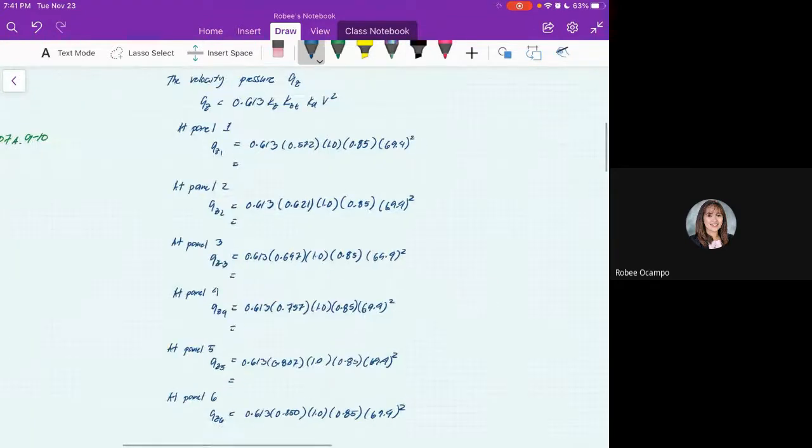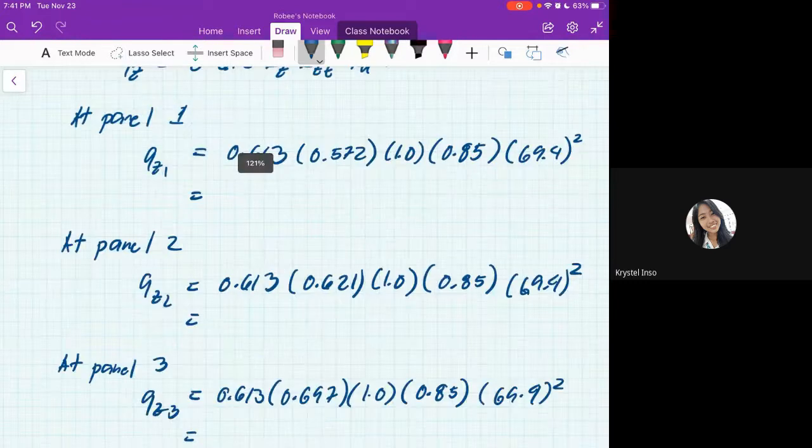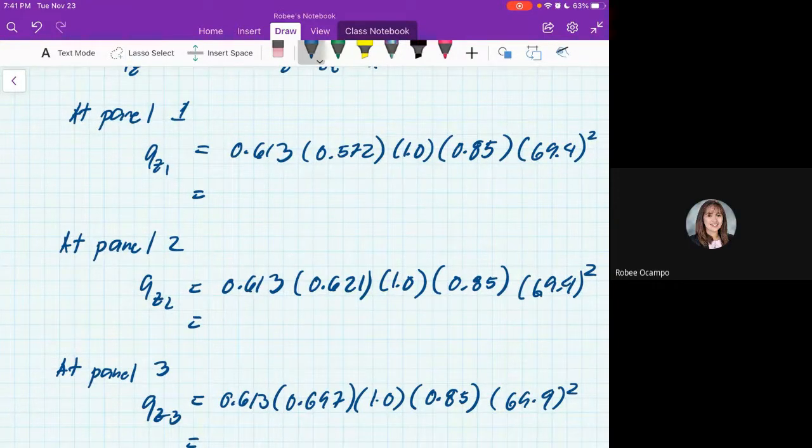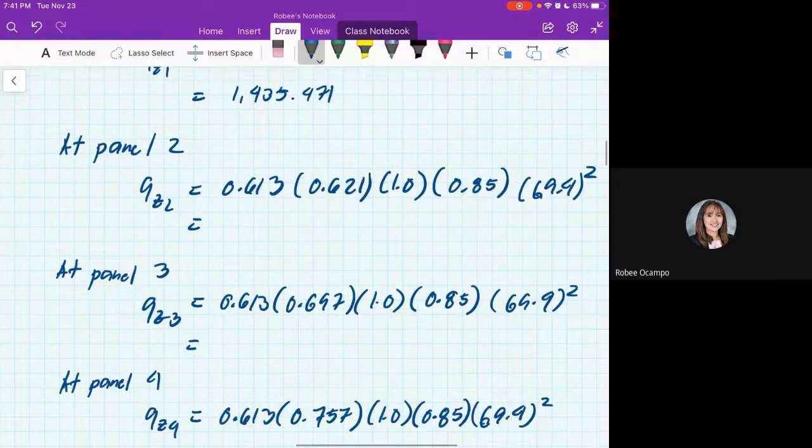So, Miss Inso, what is the value for QZ at panel 1 and 2? At panel 1, 1,435.471. For panel 2, we have 1,558.439. Okay.